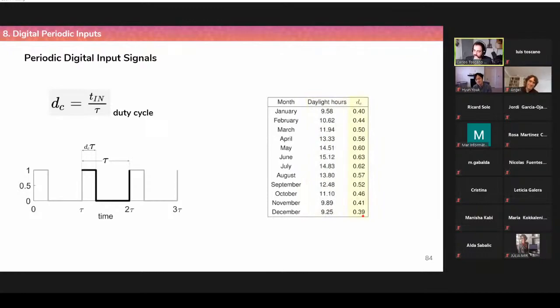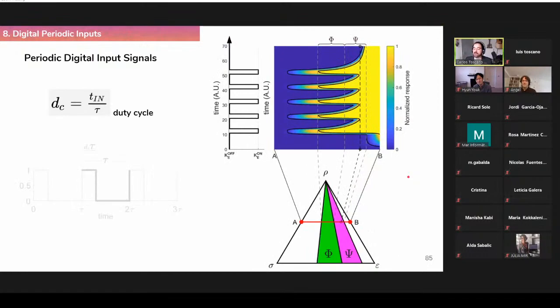Okay, so that would be the duty cycle of each month of daylight hours in Barcelona, of every month. Now, pay attention to this plot. It has a lot of information.